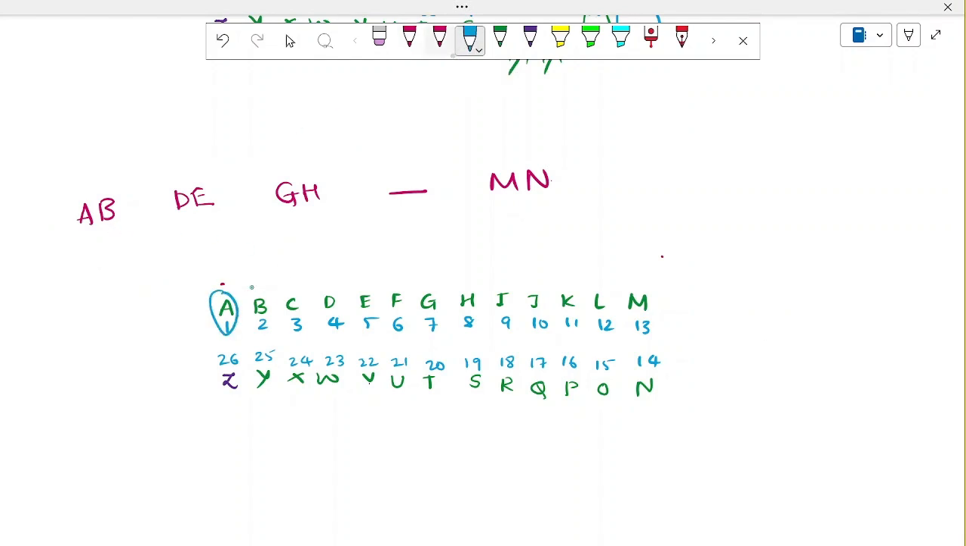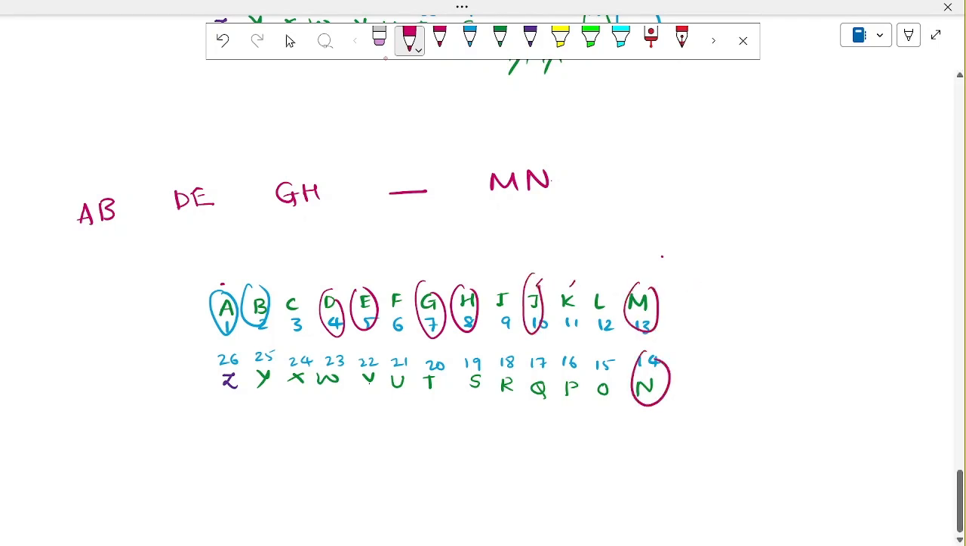I got A, B, right? And then D, E, G, H. So most probably these two, and then M, N. So it should be what? J, K. So J, K is the correct answer. Fine. And today this will be the last question. A, A, C, E, E, I, G, O, and then dash.